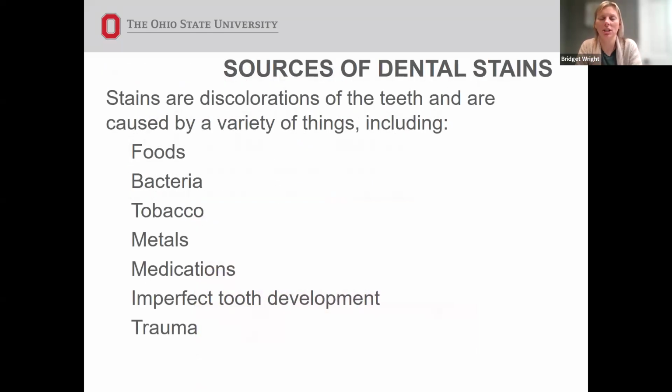So we'll kind of switch gears here and talk a lot of it about dental stains. Stains are just discolorations of the tooth, and they can be caused by all kinds of things, including food, bacteria, tobacco, metals, medications. I can just read my list, but so many things. And we're going to talk about where all of these fit in relative to what caused the stain, and is it inside the tooth or outside the tooth?